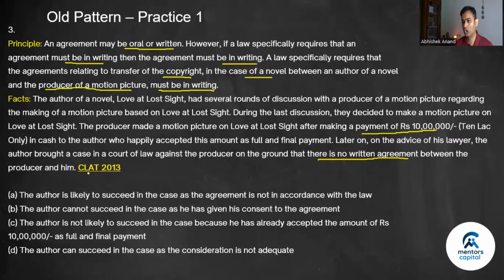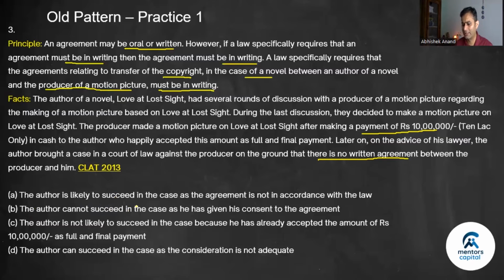No, because the law specifically says that an arrangement or agreement between the author and the producer of the film has to be in writing. This was not in writing, so this won't be enforceable. So any party can walk out of the contract. It's not just the author, even the movie producer could actually have walked out of this contract, saying, okay, I don't want to produce this film. Okay, let's see what could happen.